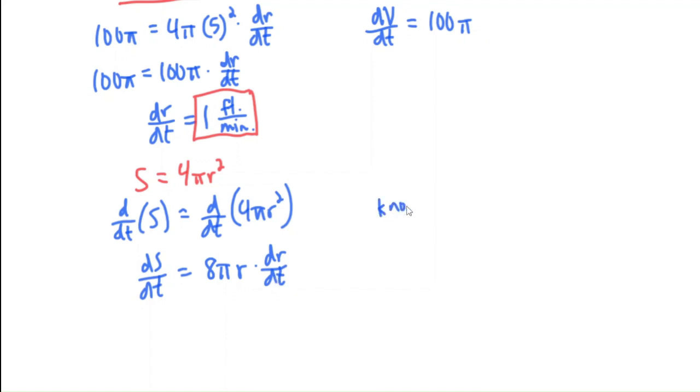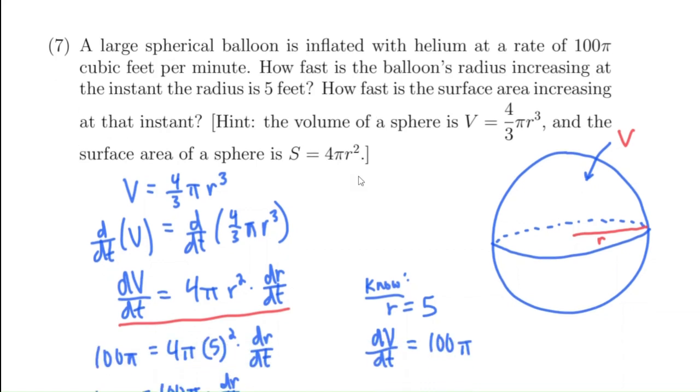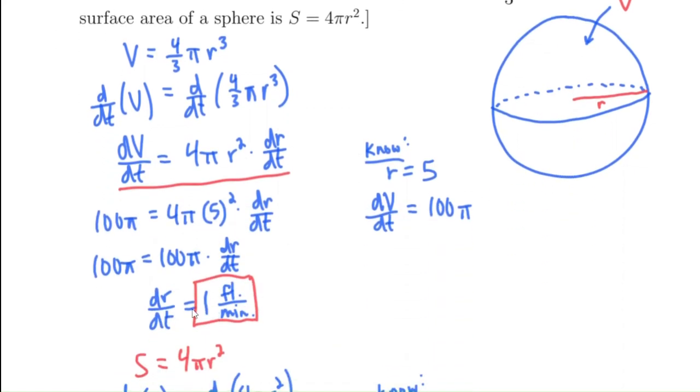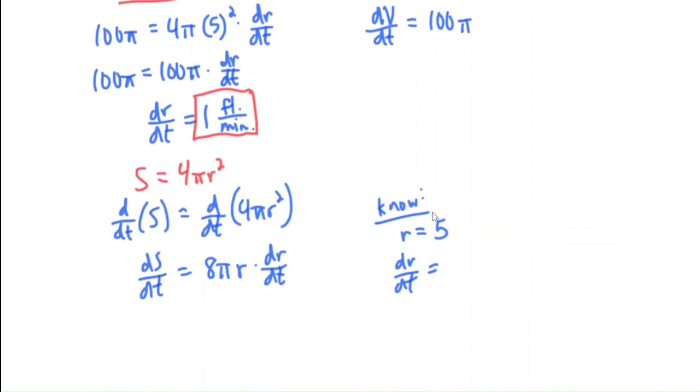Okay, now what is it that we know? Well, we're still considering the same instant when the radius is 5. Okay, radius is 5 feet. But then what is dr/dt? We're trying to find dS/dt, but we have r and dr/dt. Well, notice we're not given dr/dt in the initial problem, but actually that's what we just found. In the first part of the problem, we found that dr/dt was 1 foot per minute. So now we're going to use what we found in the first part of the problem. So this will just be 1 foot per minute.